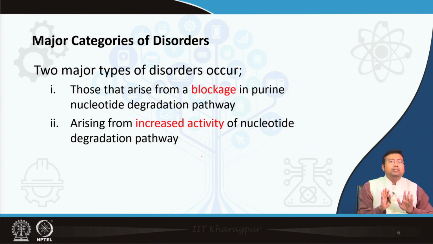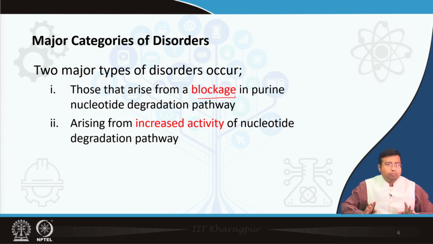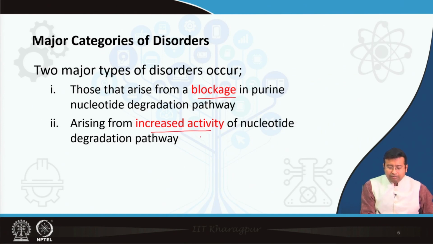Two types of disorder may happen. One may arise from blockage in the purine nucleotide degradation pathway, when you are considering the catabolic disorders of purine. So, purine is blocked from degradation. Next is increased activity of nucleotide degradation. So, either it is blocked from degradation or there is excess production of waste products of purine, all right. Under these two headings it may be classified broadly.